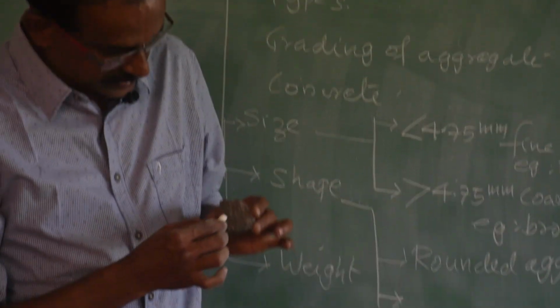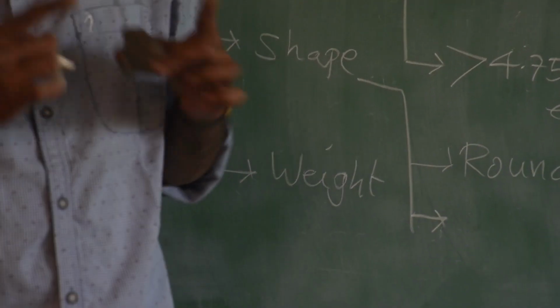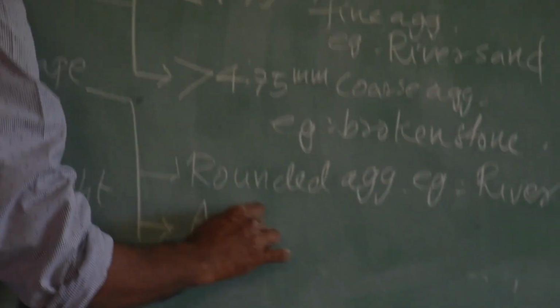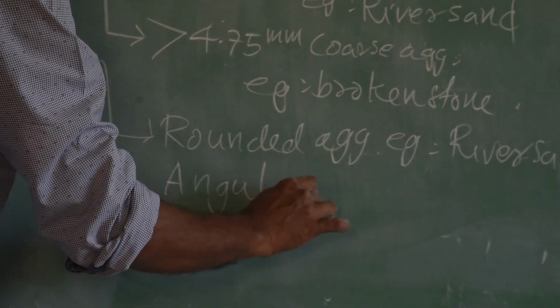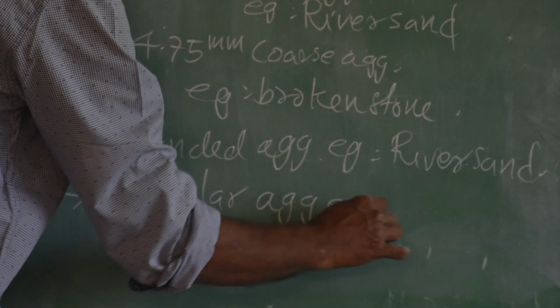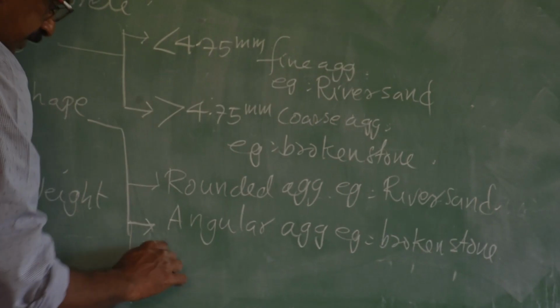Now you see this one. If you want, you can measure this angle. So that is the next shape, that is angular shape. Second one, angular aggregate based on the shape. Example is broken stone. The next shape, I will show another type of aggregate. This one.